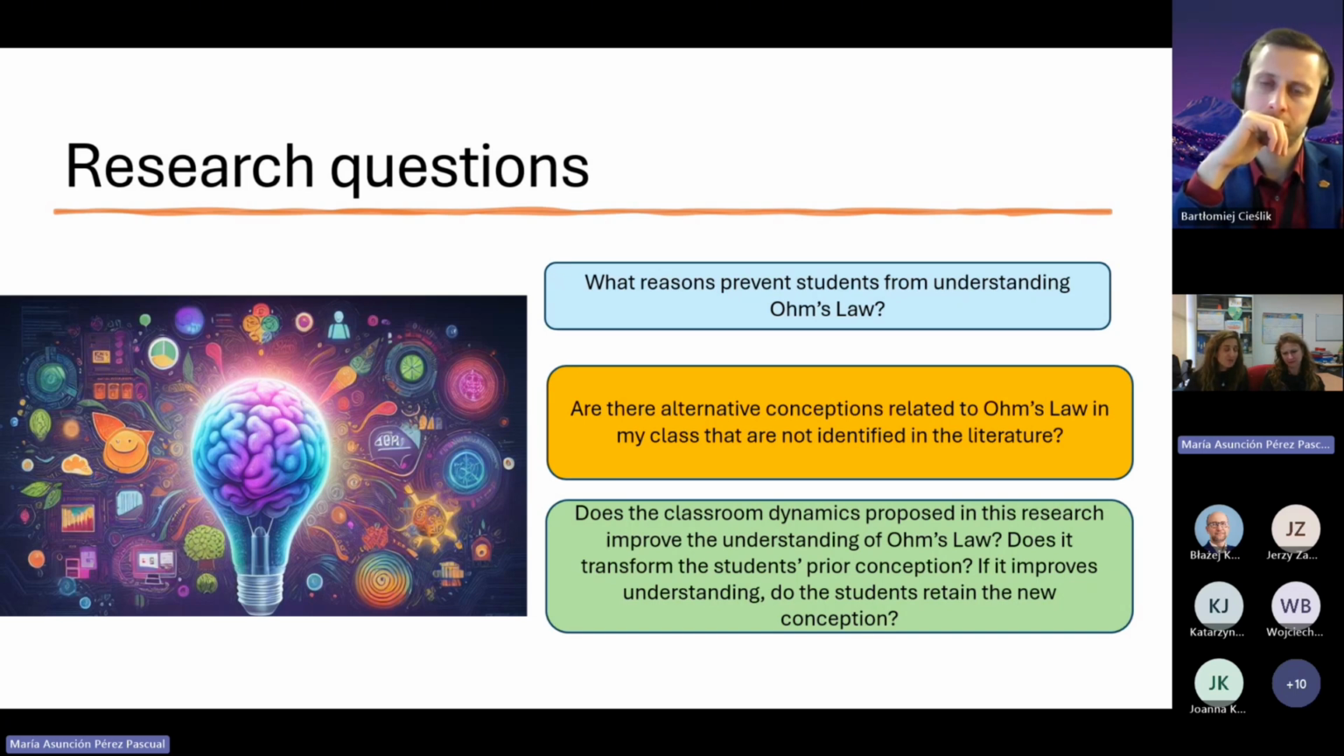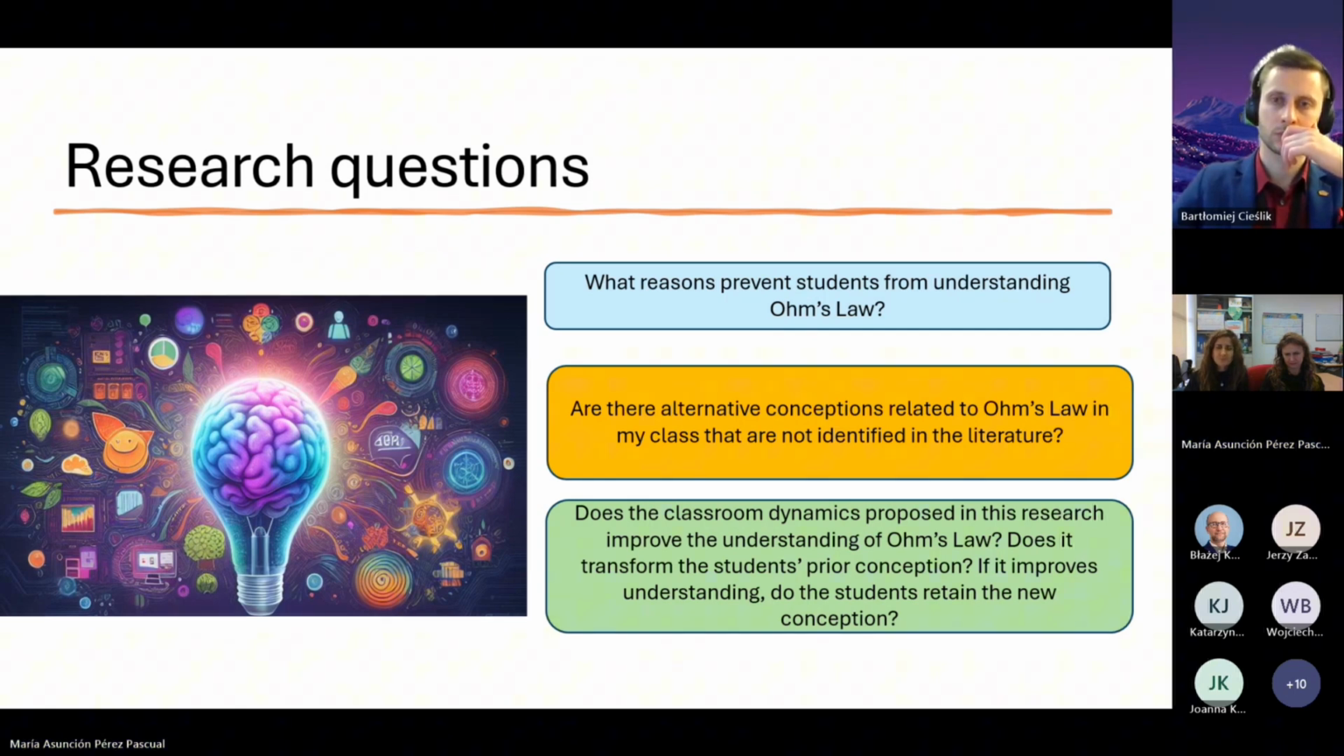We concluded that some of the alternative conceptions were really persistent. Another question: are there alternative conceptions related to Ohm's law in my class that are not identified in the literature? We found one extra alternative conception related to the concept of power. And then we wanted to know if the classroom dynamic that we propose in the research improves the understanding of Ohm's law, if it transforms the students' prior conceptions, and if the students retain these new conceptions.